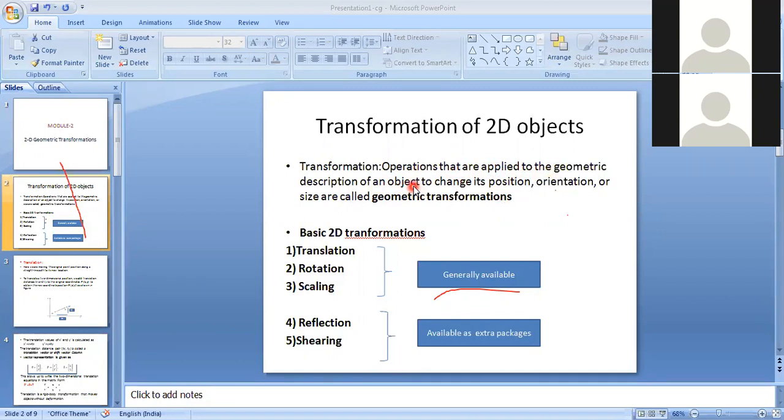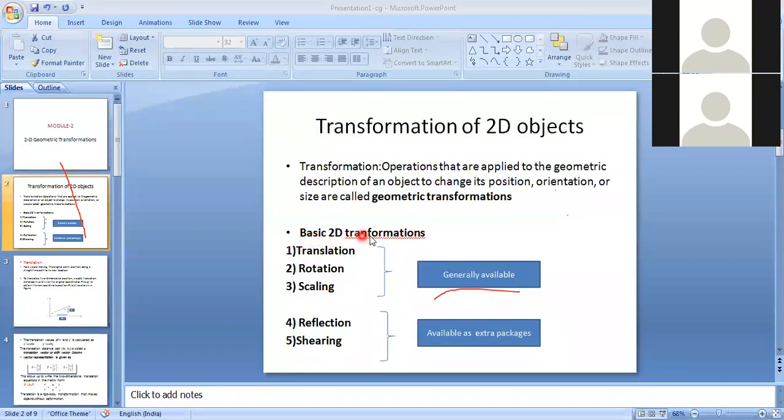That means whatever object we write or try to describe, in the transformation concept we will try to apply some operations on that object, so that we can change the position of the object we have written, or change the orientation, or change the size of the object.